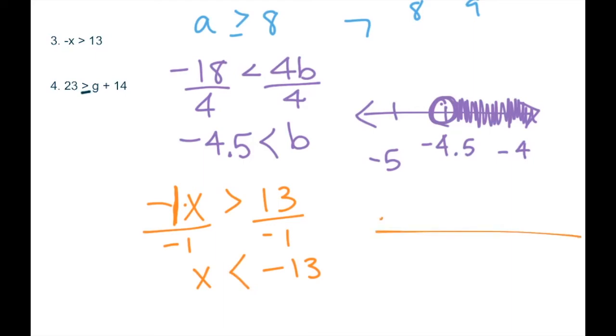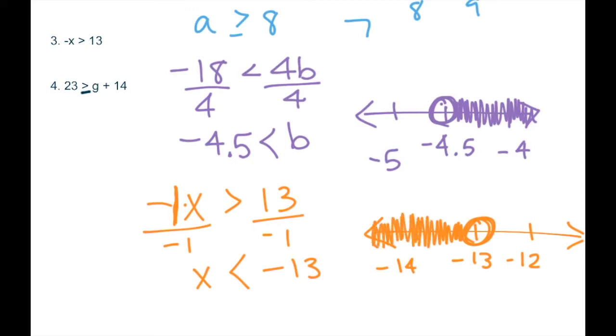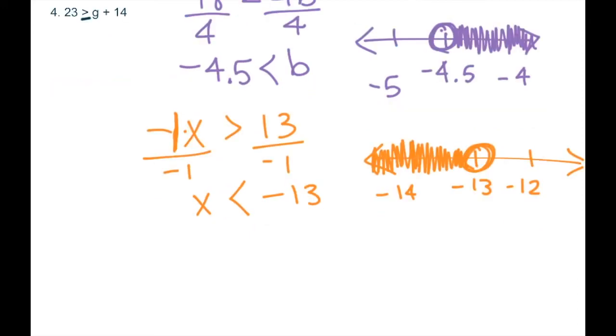And when I graph that on a number line, if this is negative 13, that would be negative 12, and negative 14. I don't have an equal sign, so an open circle at negative 13. And I'm looking for numbers less than negative 13. So that would be what we call bigger negative numbers, so numbers like negative 14, negative 15, and so on. Okay? All right, and my last one, number 4.